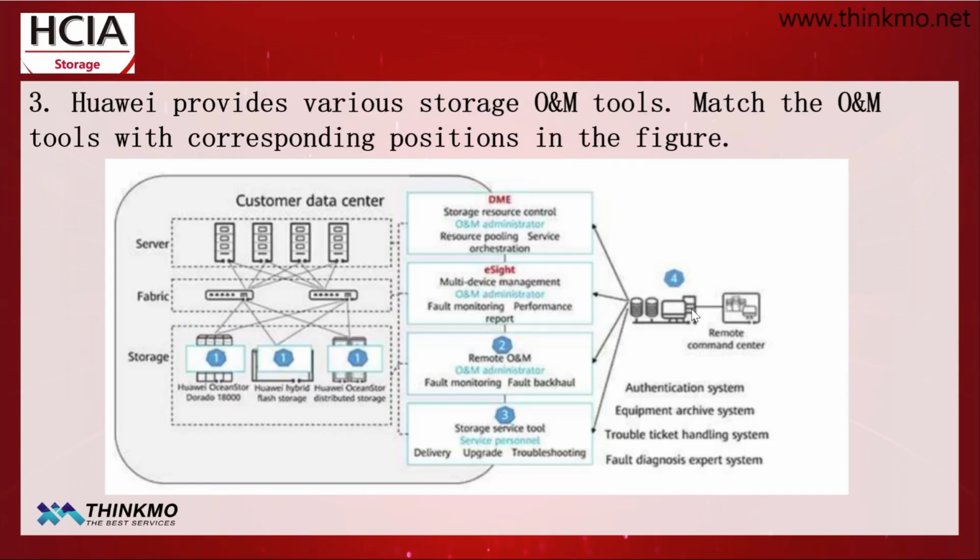So now there are only 2 options left, positions 3 and 4. Let's take a look at these 2 positions. First, down here, as we can see, it says storage service tool, right? So this basically corresponds to our storage. A tool for services, which is standard. It corresponds to our smart toolkit, which is used for things like delivery, upgrades, and also for troubleshooting and other such functions. So our Smart Toolkit should be placed in this position.